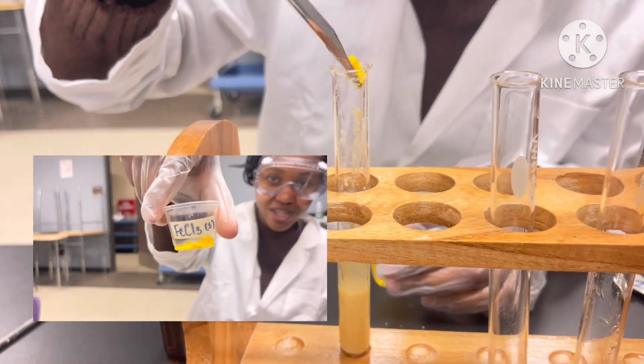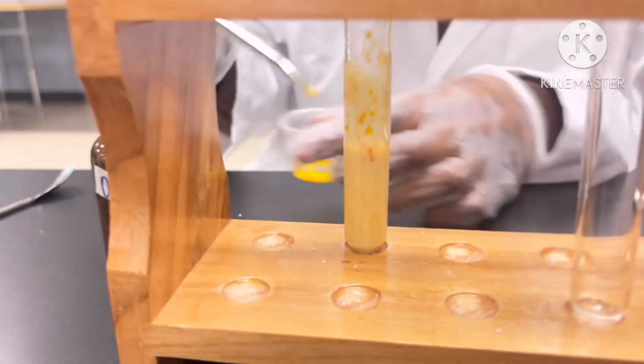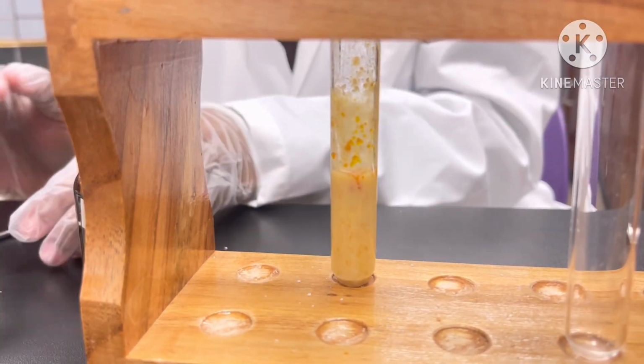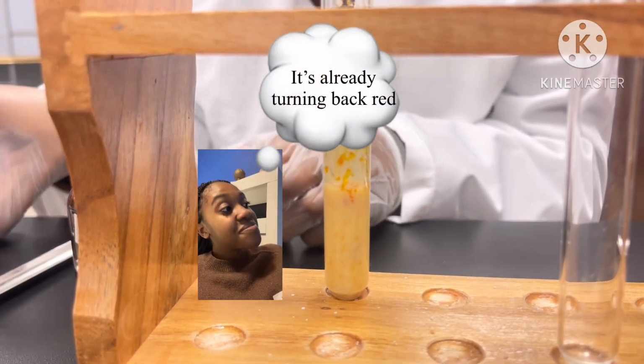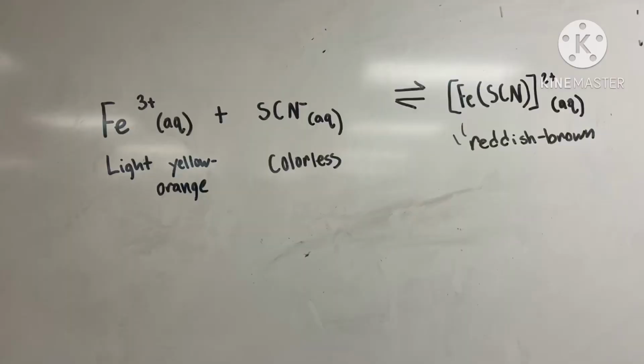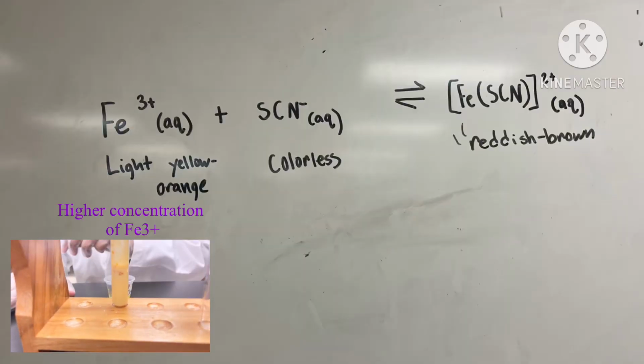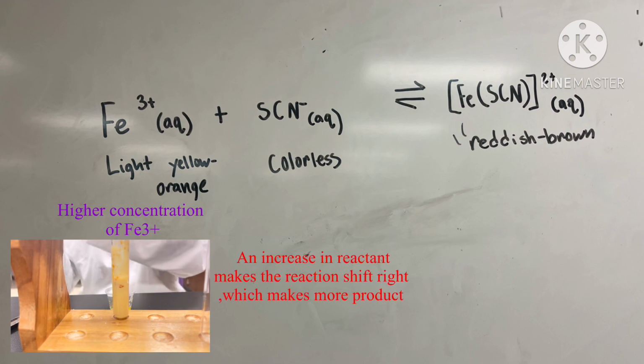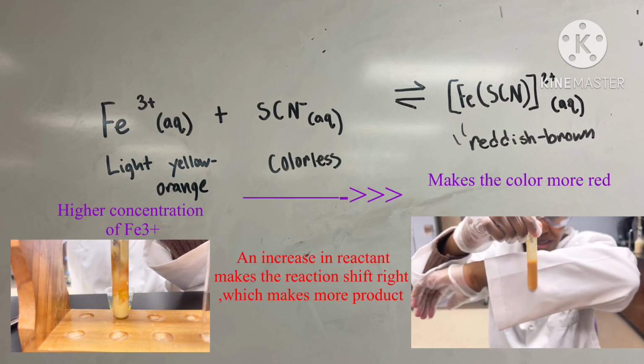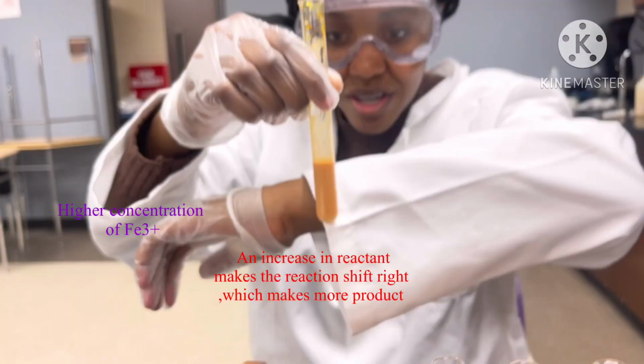Finally, to make the reaction shift back to the right, I will add iron 3 chloride, causing a higher concentration of iron 3 plus ions. Since I have more reactant of iron 3 plus ions, this will help the solution make more product and reestablish equilibrium.